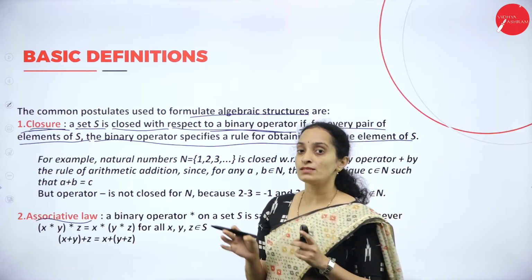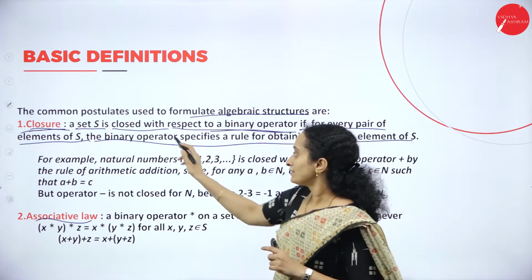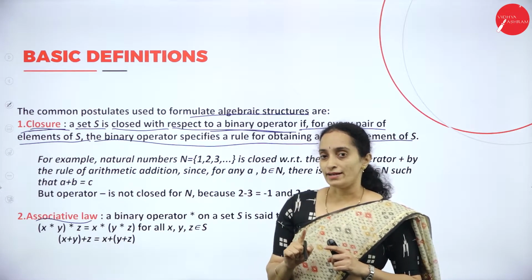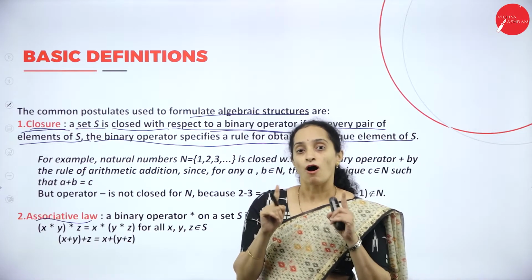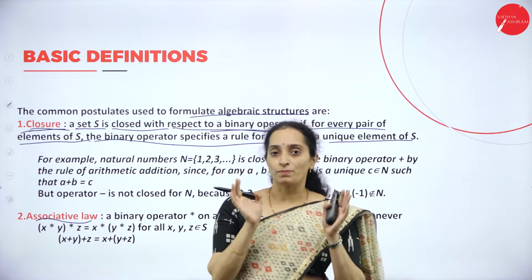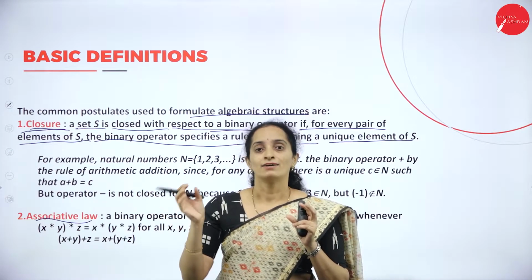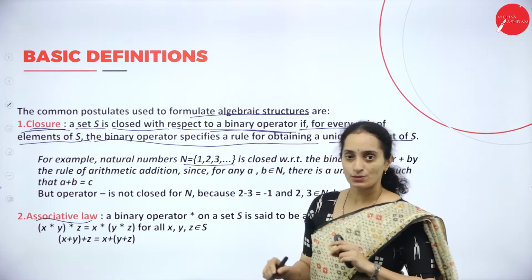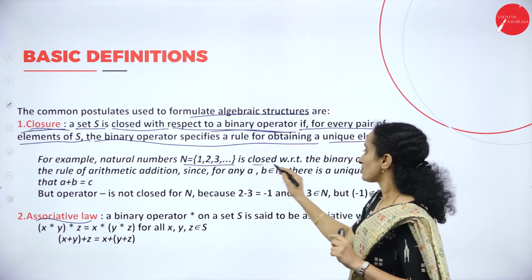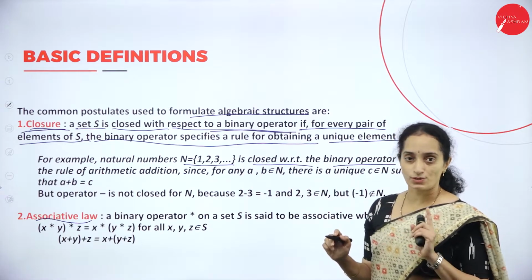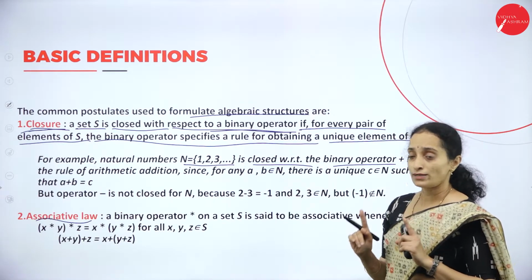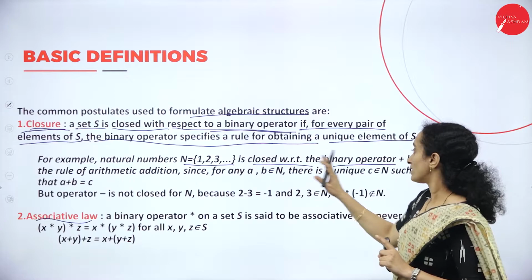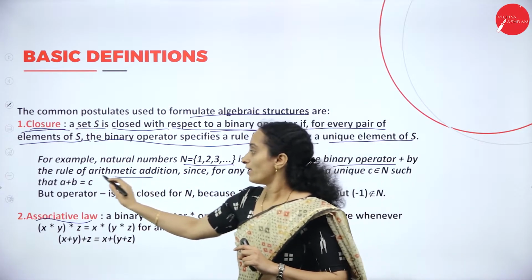In simple terms, a set is said to fulfill the closure law if and only if the operator, when operated on the operands, gives a result which again belongs to S. For example, the set of natural numbers 1, 2, 3 up to n is closed with respect to the binary operator plus, by the rule of arithmetic addition.